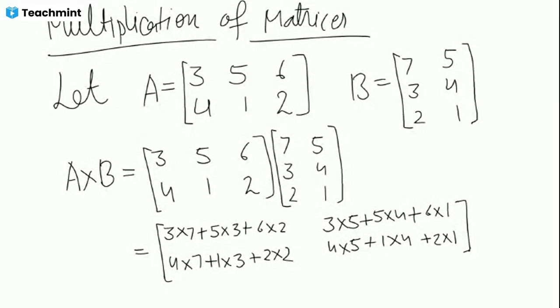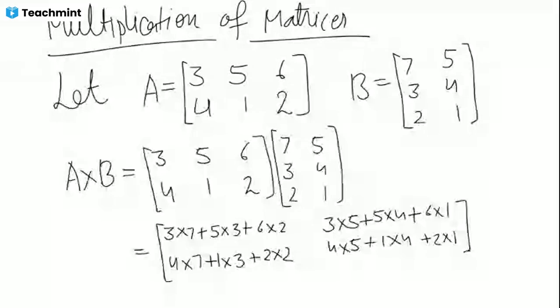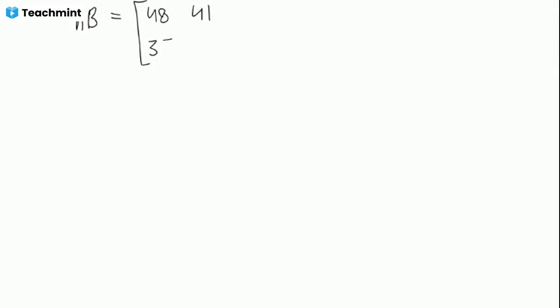Next, 3 into 5 plus 5 into 4 plus 6 into 1. So we have 41. Right, 41. 4 into 7 plus 3 plus 4. So we have 35. Correct. Next is 26.